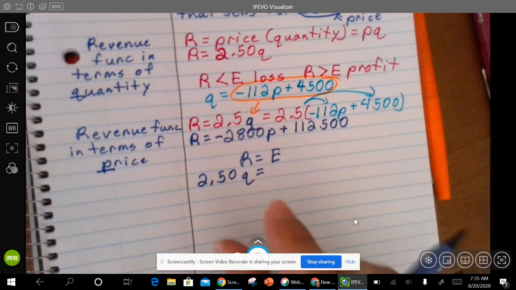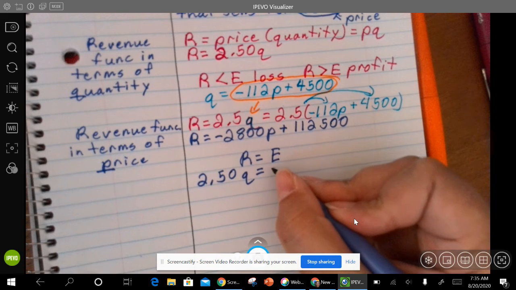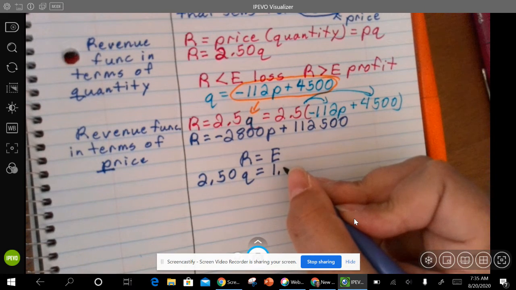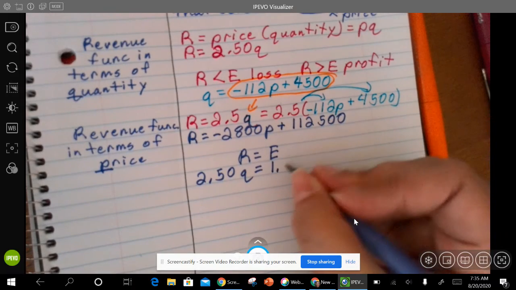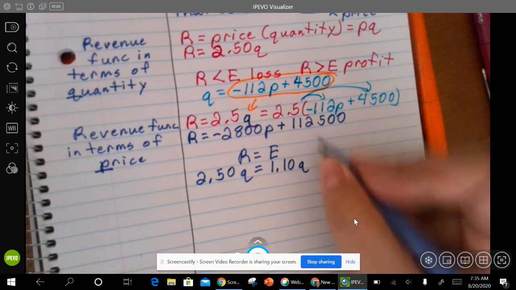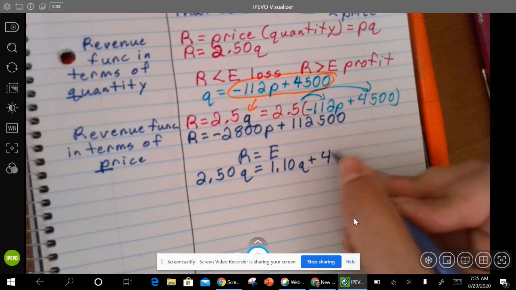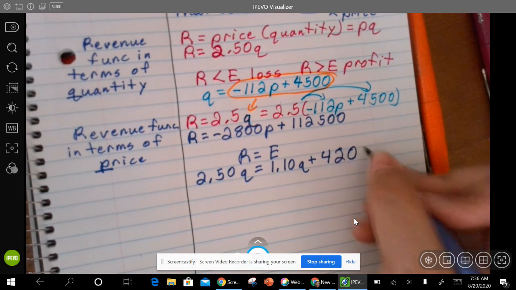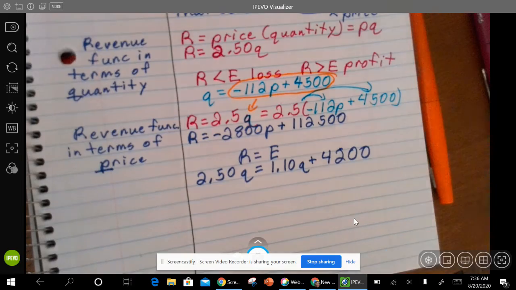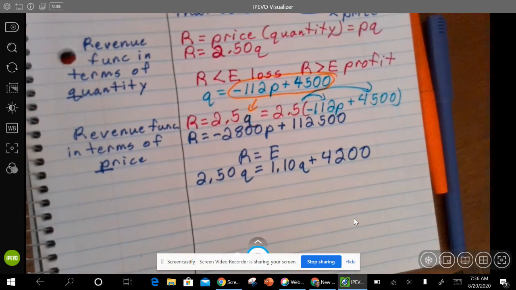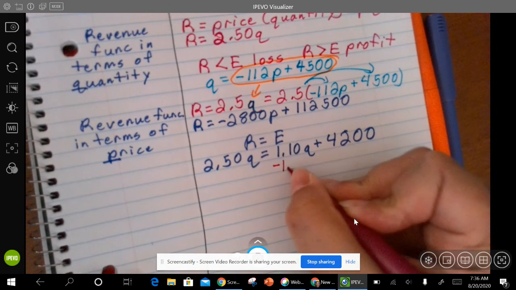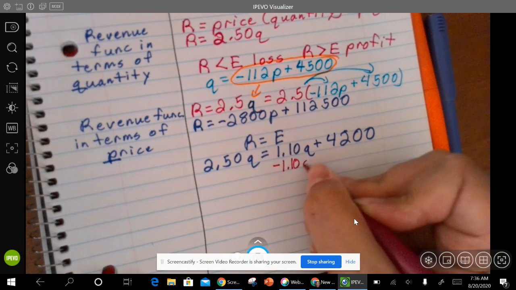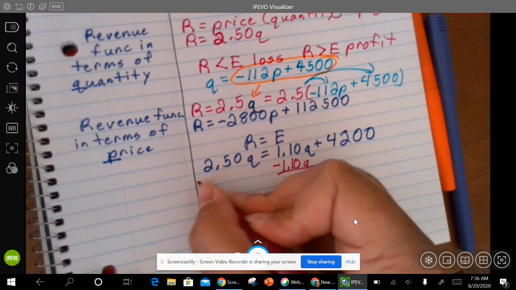And then our expense equation, we're going to use $1.10. So I'm using this one, everybody, from up here. So $1.10 times the quantity plus 4,200. Okay. So I'm solving for the quantity, so break-even point. So we're going to subtract the $1.10 times the quantity from each side.